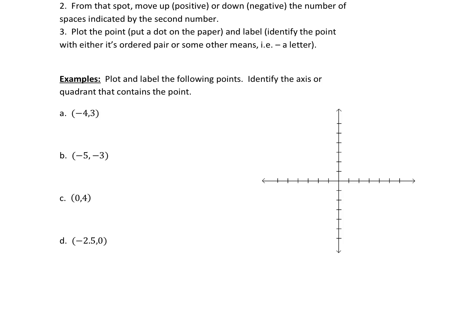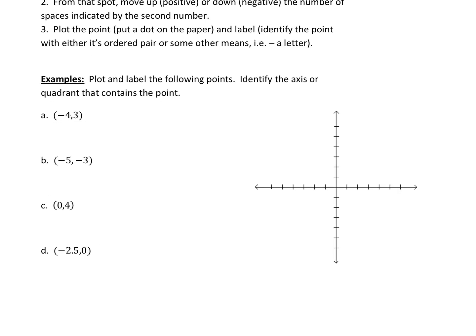And we're going to do two things. We're going to graph it, and then we also want to identify the quadrant or axis. All right, so for example A, we have (-4, 3). So starting at the origin, we are going to go 4 spaces to the left, and we are going to go 3 spaces up. And so we should be right here. I'm going to put my dot. That's a little off. I'm going to put my dot, and then I want to label.